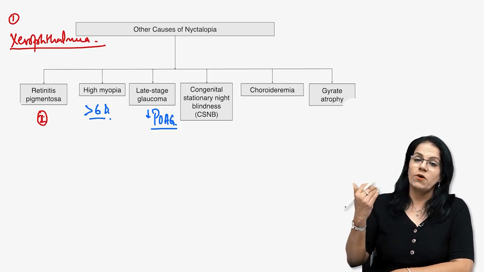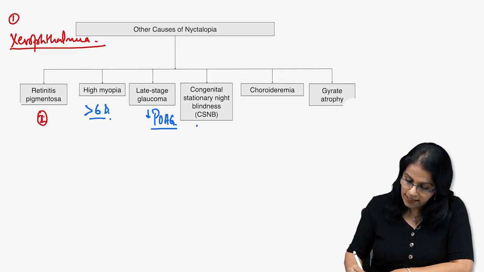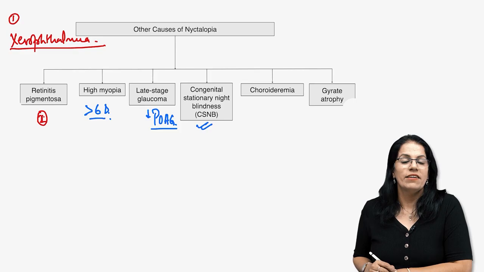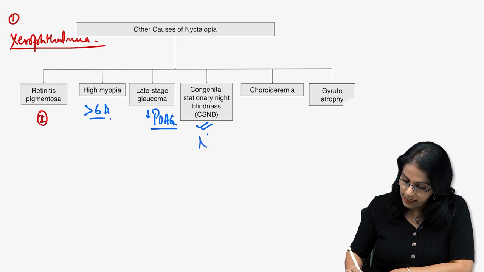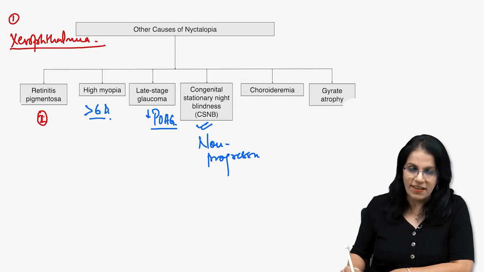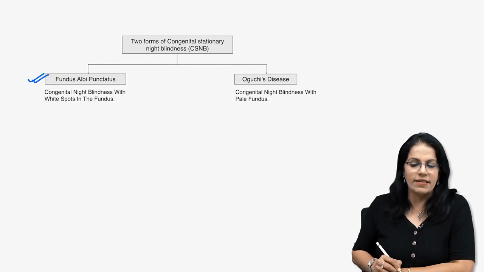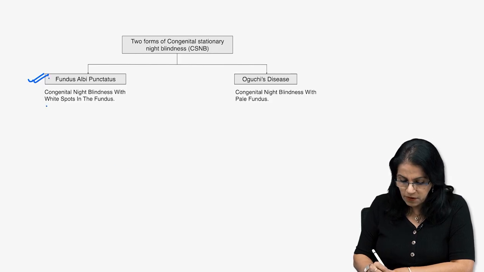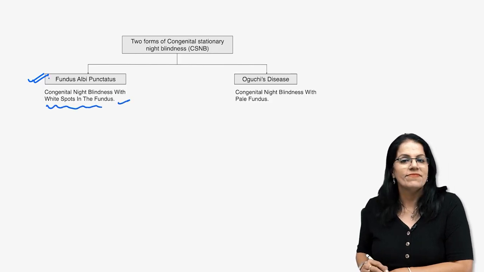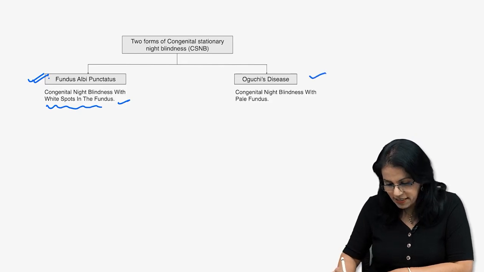Now you think of some causes which is fundus related from the retina. Very important, congenital stationary night blindness. When you say congenital stationary means non-progressive. It is not progressing, it is stationary, so it is non-progressive. Two conditions that we will learn. One is fundus albi punctatus. What is albi? White dots. So, this is night blindness with white spotted fundus. Fundus albi punctatus. Second is Oguchi's disease.